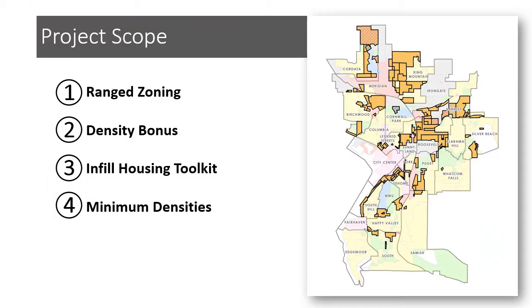A simplified range zoning system in residential multi-zones, a density bonus system in residential multi-zones, allowing all forms of infill housing toolkit in residential multi-zones, and potentially including minimum densities in certain or all RM zones. Let's explore those in a little more detail.